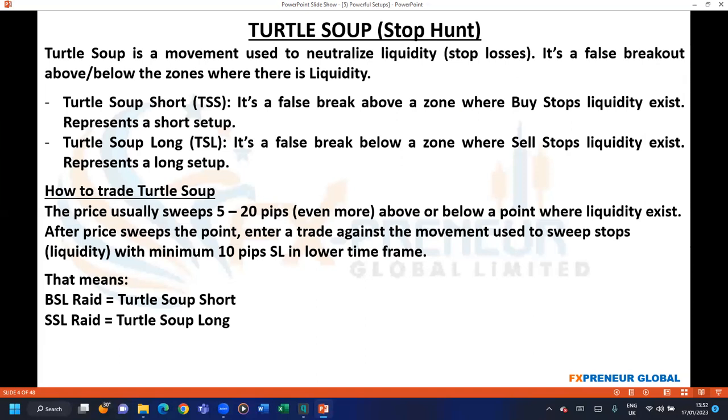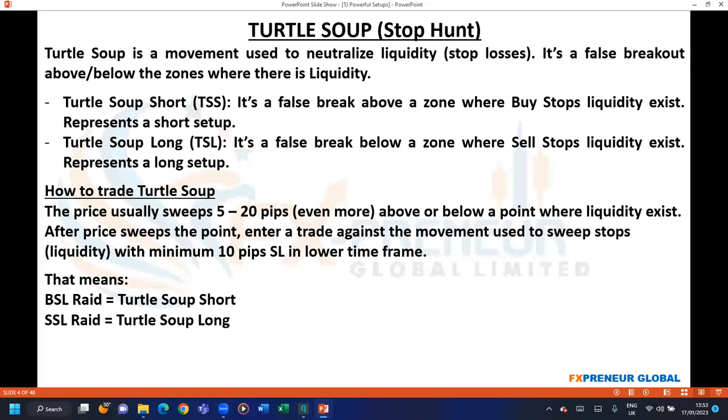Turtle soup long. This is a false break below a zone where sell stop liquidity exists. This is a stop hunt to take out the stop losses of buy orders. And this stop hunt issues a setup for a long trade.